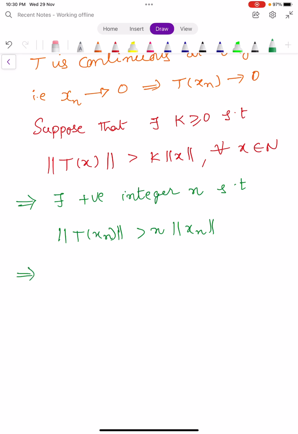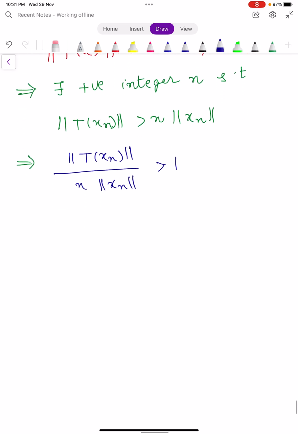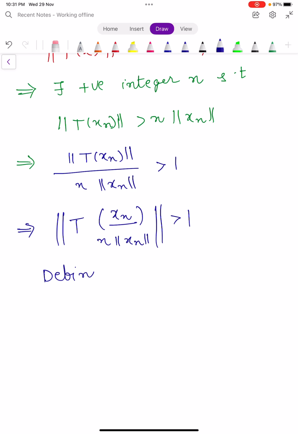So what it means? Norm T of xn divided by n into norm xn is greater than 1. Applying the norm properties, you can write like this: norm of T of xn by n into norm xn is greater than 1. So define another sequence yn equal to xn divided by n into norm xn.